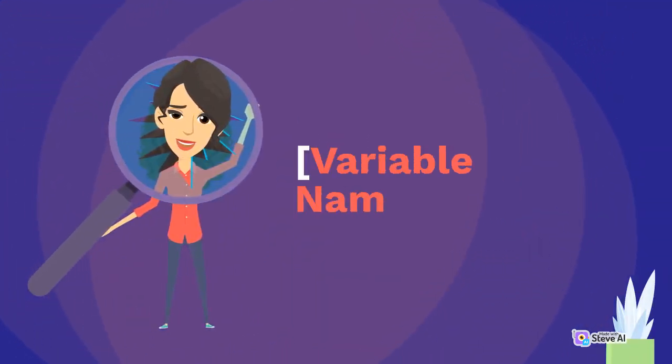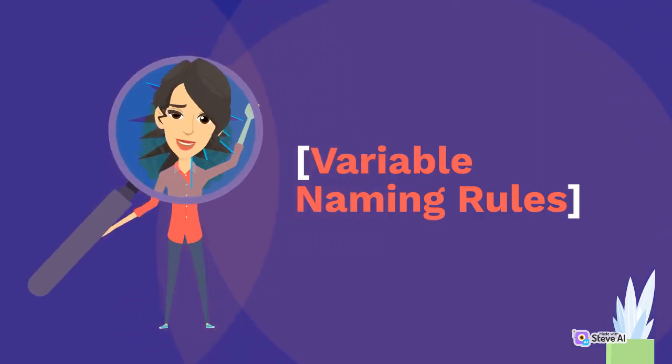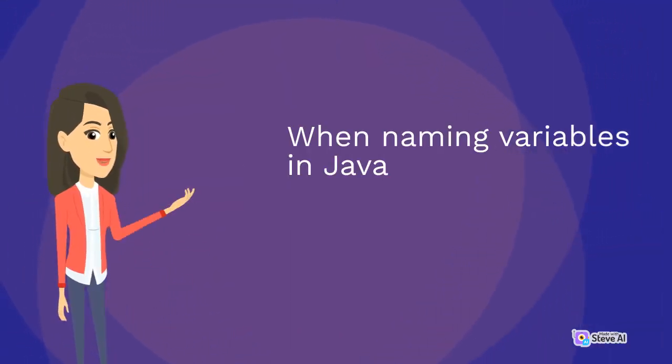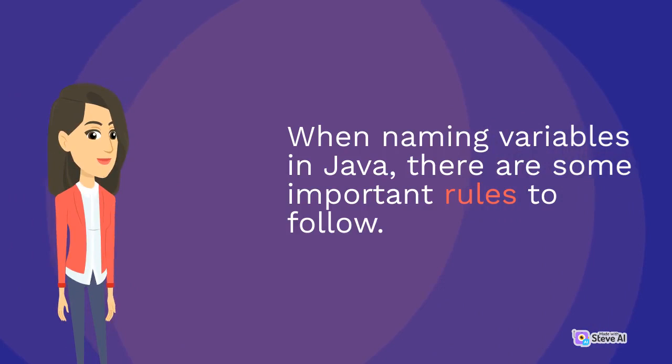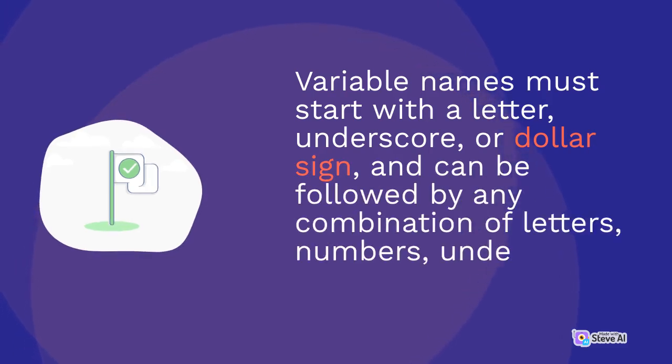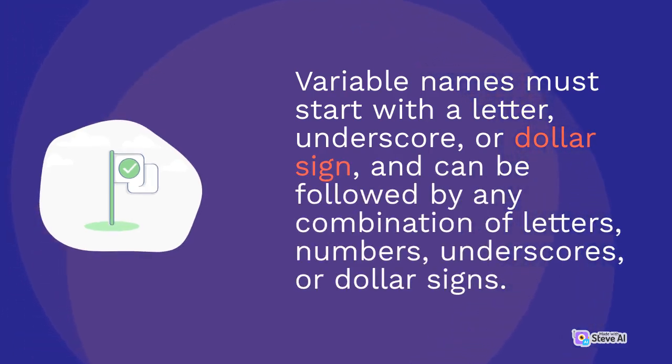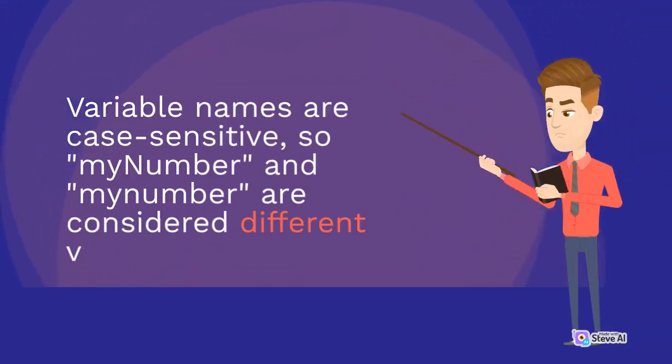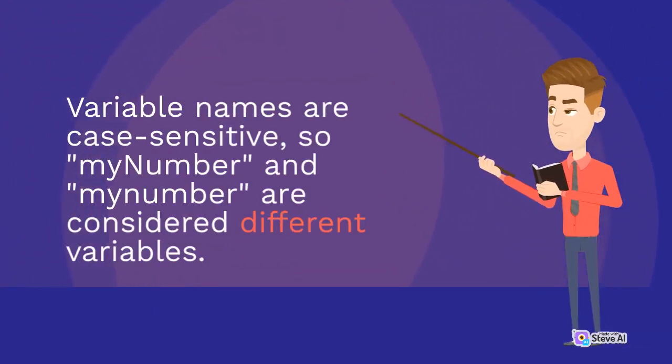Variable naming rules. When naming variables in Java, there are some important rules to follow. Variable names must start with a letter, underscore, or $ sign, and can be followed by any combination of letters, numbers, underscores, or $ signs. Variable names are case sensitive, so mynumber and myNumber are considered different variables.